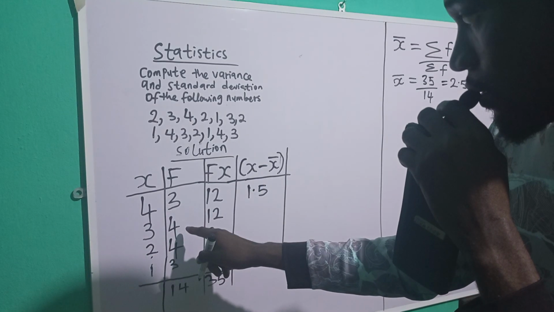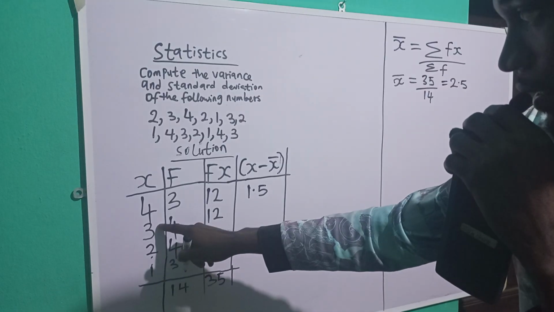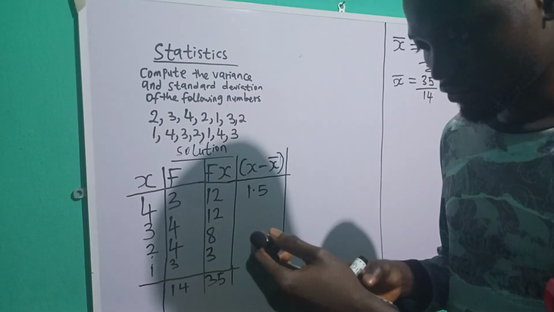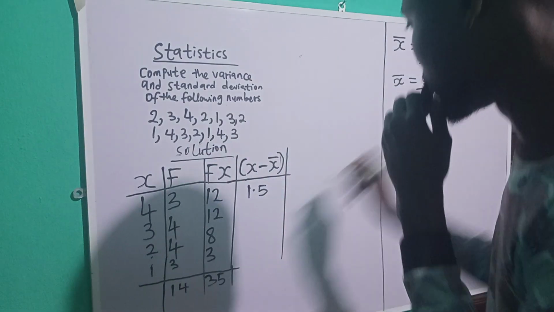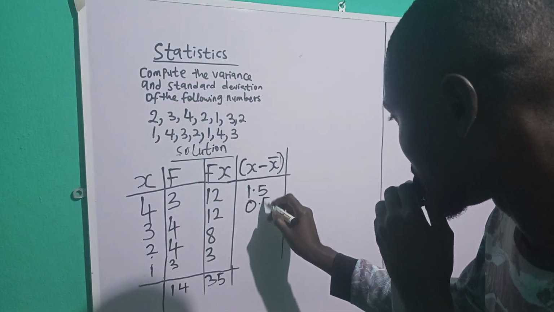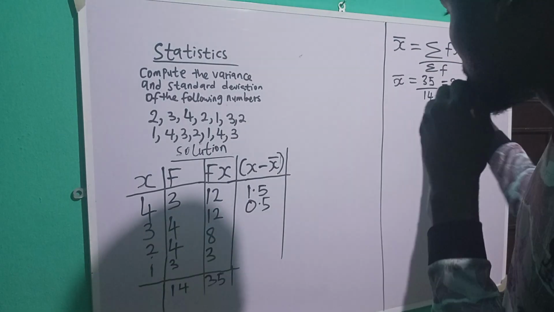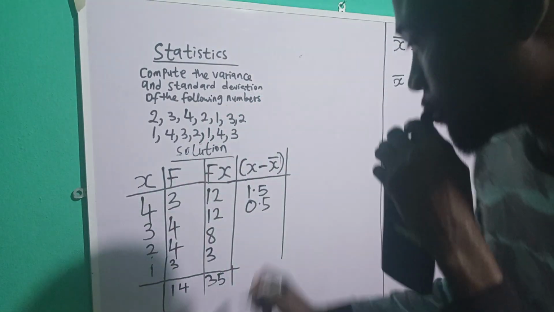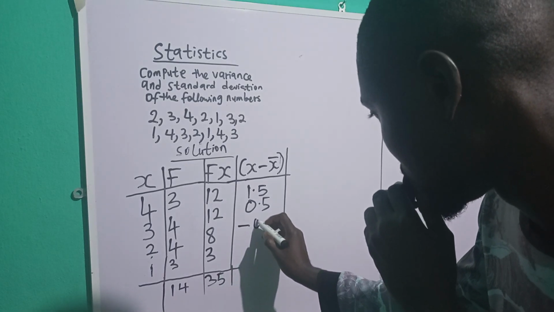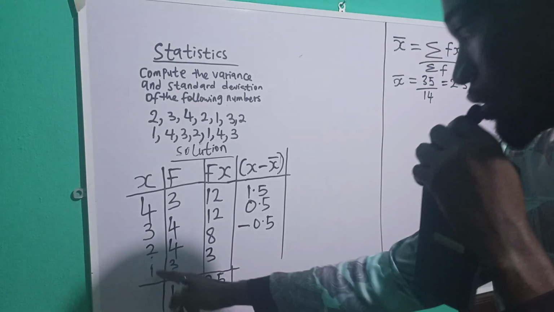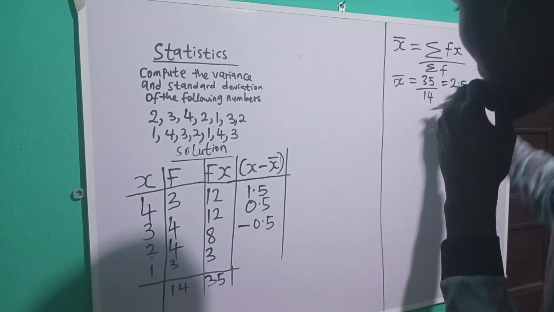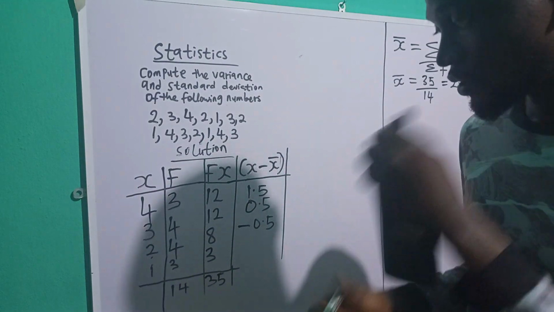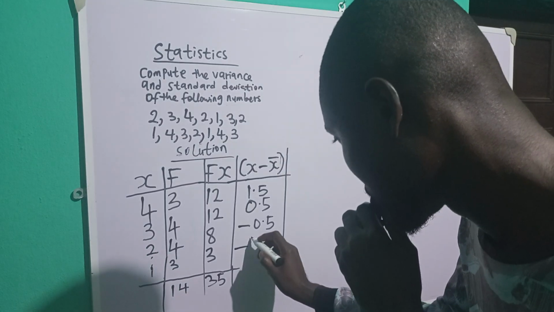Then 3 minus 2.5. 3 minus 2.5 is 0.5. Then 2 minus 2.5 is minus 0.5. Then this 1 minus 2.5 is minus 1.5.